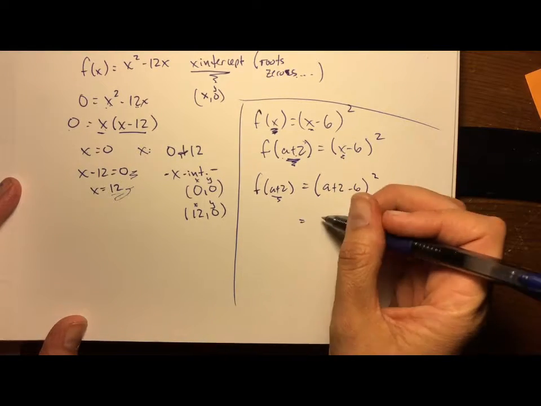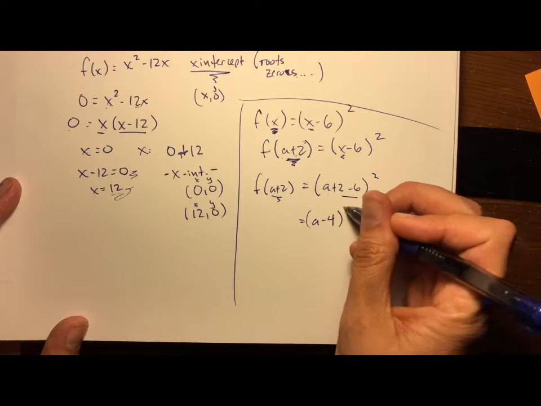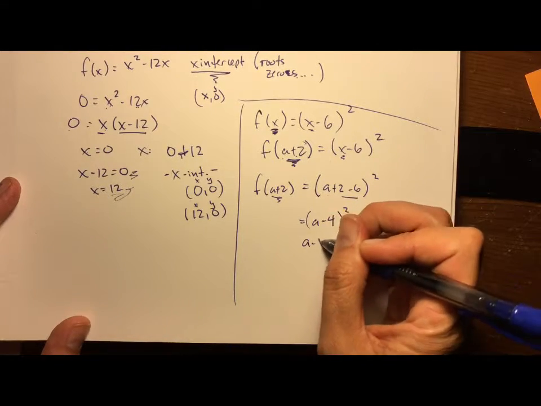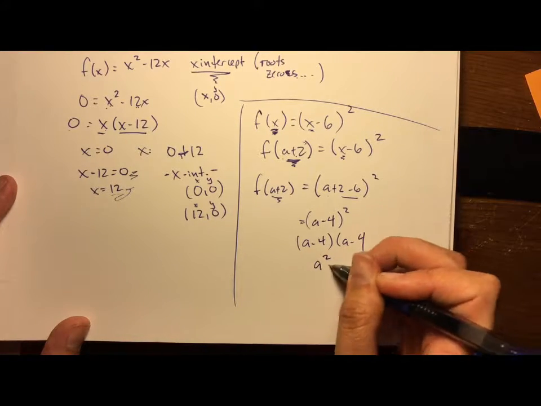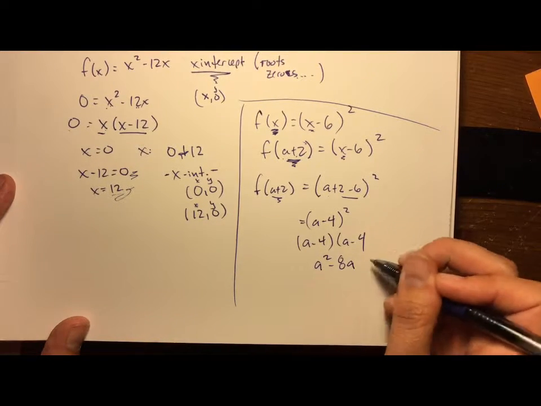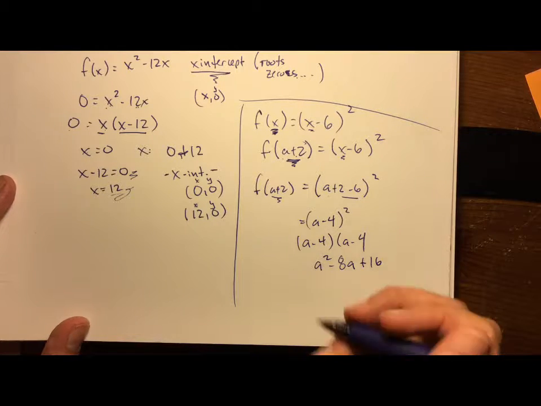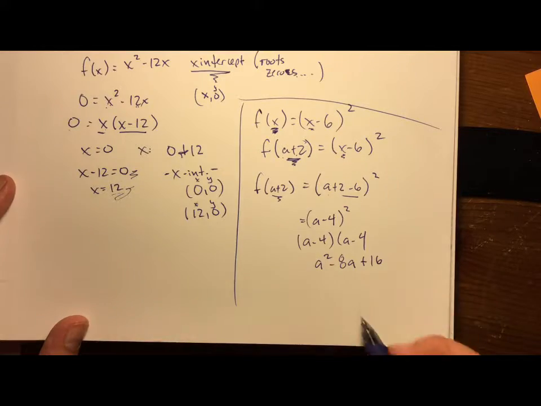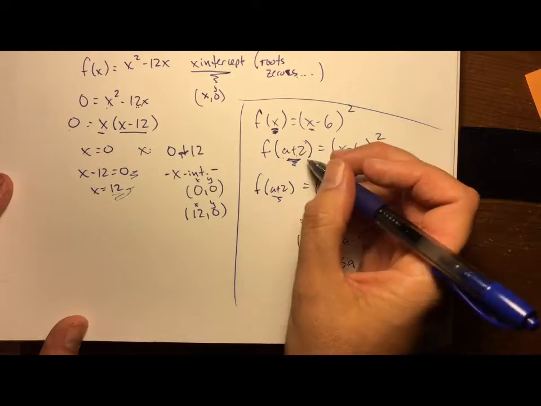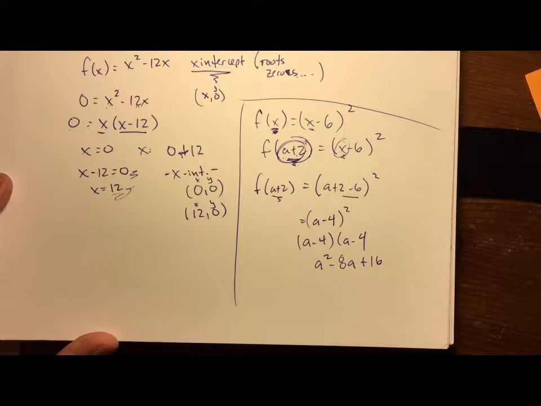All right, cool. So that's going to be (a minus 4) squared, because these two combine. And then you just FOIL that out. So (a minus 4)(a minus 4) is a squared minus 8a plus 16. Fabulous. That's it. That's what you would do in this case. You're substituting whatever this is for that x.